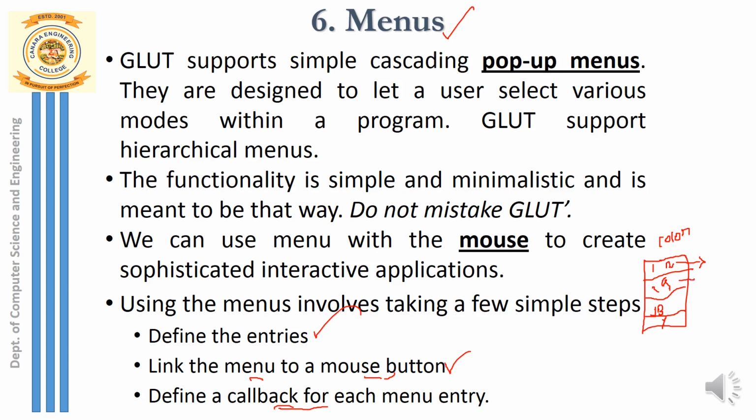Similarly, when I click on green, I should write a piece of code there to change the color from the old color to this new green color. So I am assigning an action to each of the menu entries in the third option. The first step is to define the entries. After defining the entries, you should assign a mouse button to the menu, to link to the menu. That means when you right click, this menu should appear. So the mouse you are linking to the menu. The third step is, for each option, you should assign a specific action through a callback function.